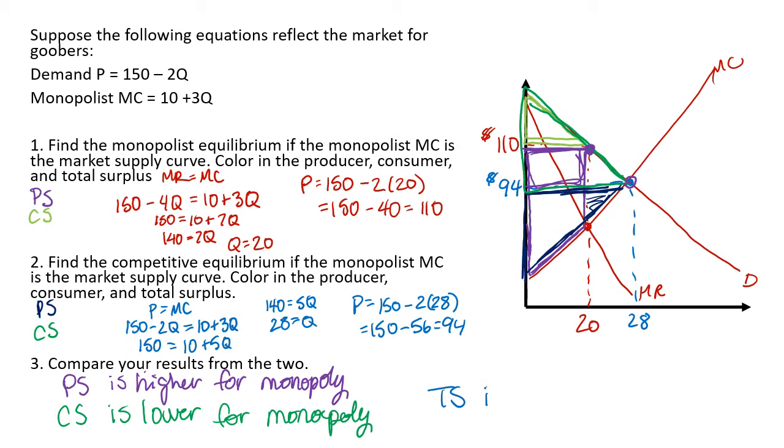For some reason, my pen doesn't want to write, but total surplus is lower for a monopoly. And that's because of that deadweight loss, right? There's less when you combine the little green triangle with the purple trapezoid. That's a smaller area than the big, darker green triangle with the navy one. And so because of that, total surplus is lower in a monopoly than in perfect competition.